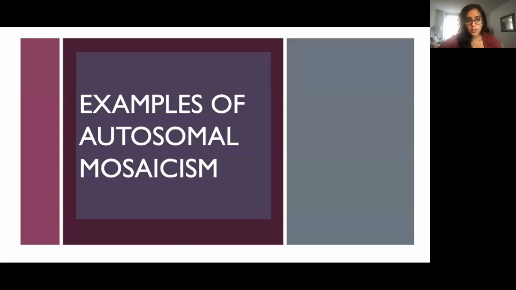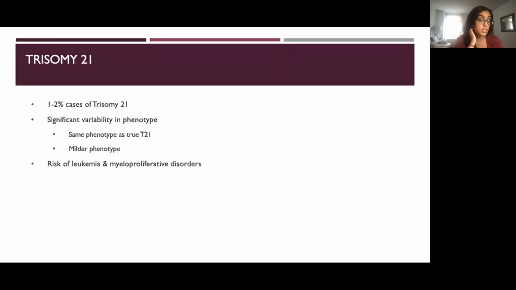And lastly, I just wanted to go through some examples of autosomal mosaicism. So trisomy 21 mosaicism affects 1 to 2% of cases. There can be significant variability in the phenotype. Some may have the same phenotype as someone who is a true T21, or some may have milder phenotypes. And there's a risk of leukemia and myeloproliferative disorders.